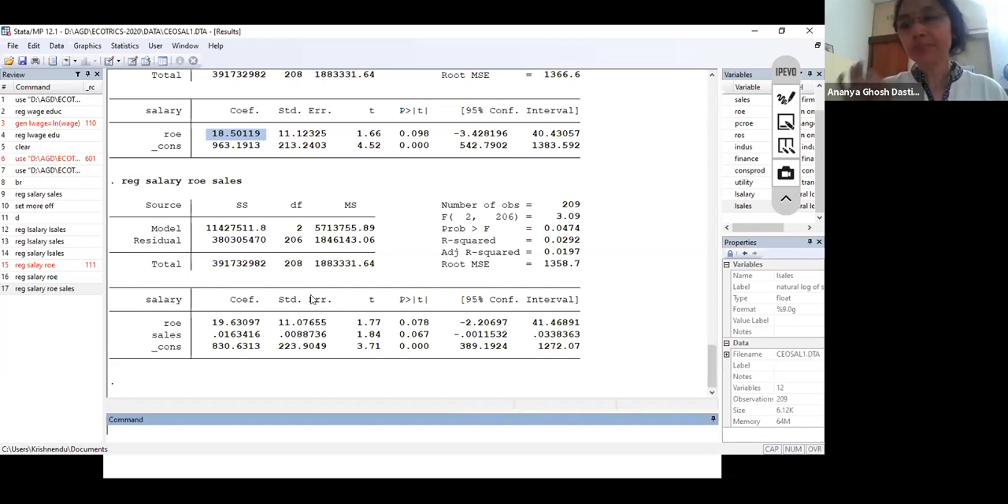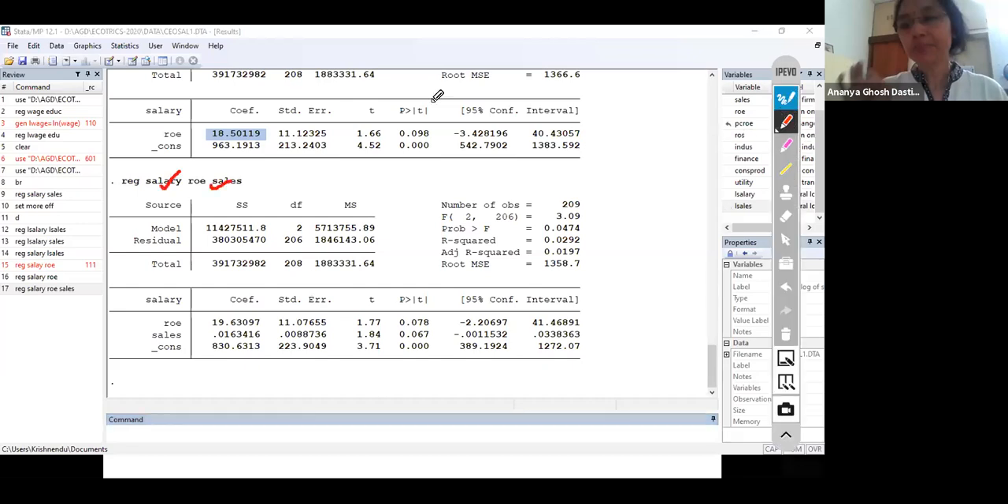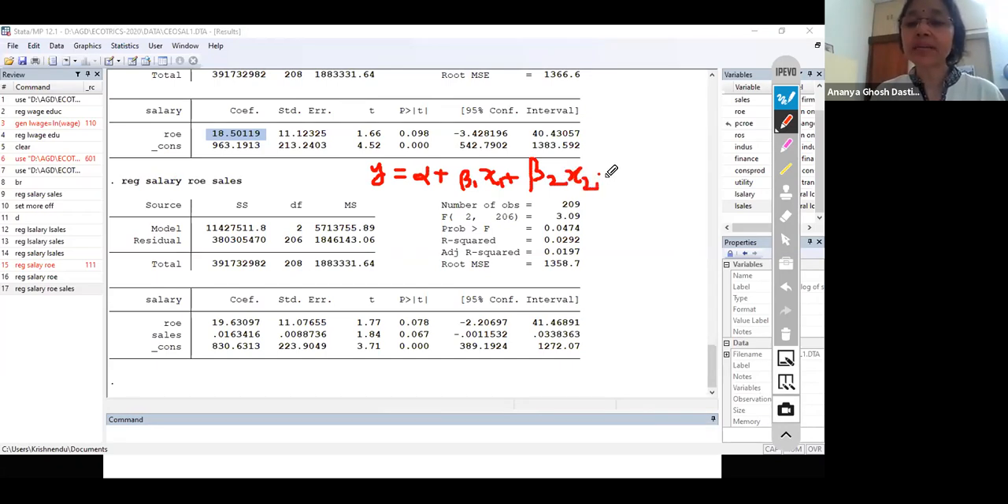And now, what are you getting out of this model? Well, let me just write the model briefly. So my model is y is equal to alpha plus beta 1 x1 plus beta 2 x2 plus u, where alpha is, mind you, the intercept term. So you see, now I have two variables. So it's no longer a straight line. It's now becoming a plane.